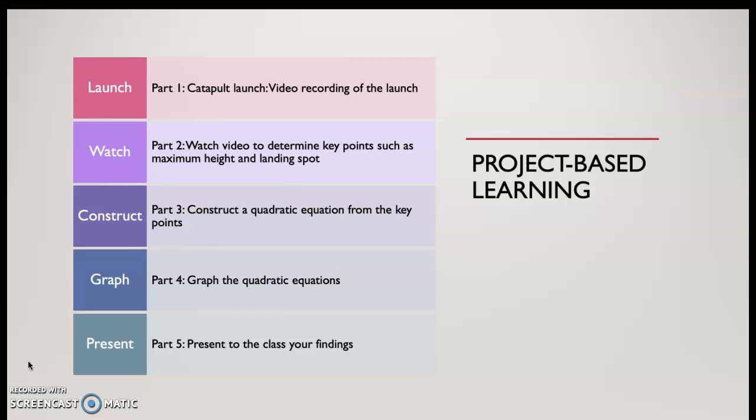Once they have that quadratic equation, in step 4 they're going to be able to graph it, and they're going to see what items went further and what items did not go quite as far. That's what we're looking for in part 5: they're going to come up in front of the class and discuss their findings, show their graphs, and talk a little bit about why they thought some items went further than others did.